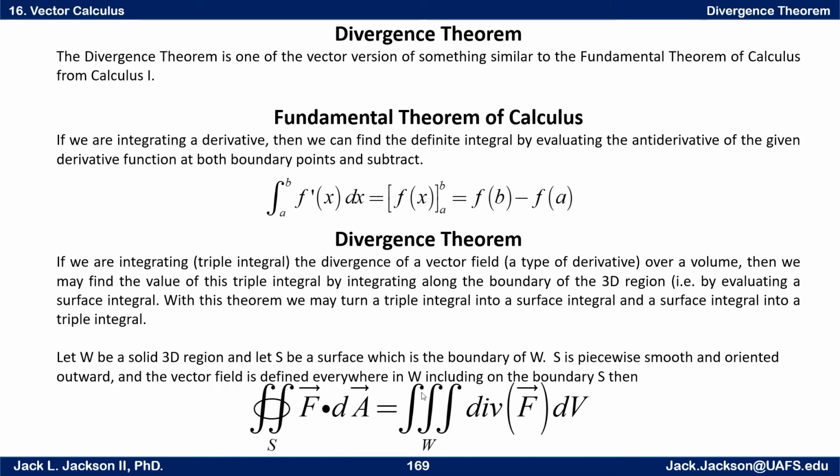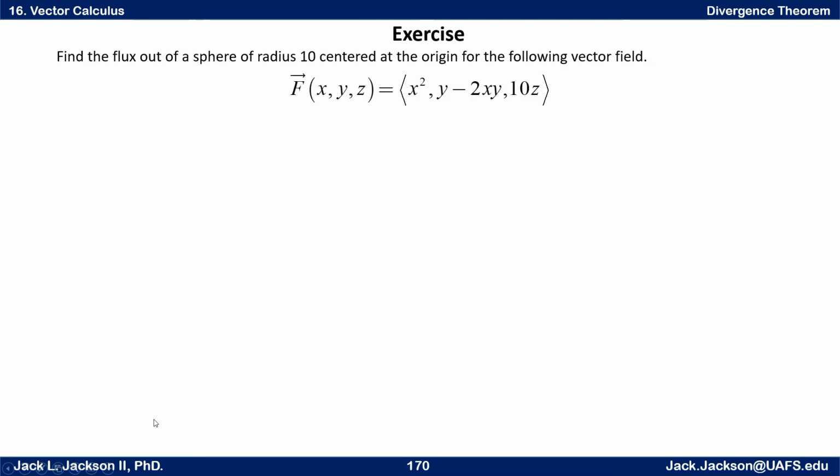All right. So let's put this to work in a couple of places. Let's do a couple of examples. So let's find the flux out of a sphere of radius 10 centered at the origin for the following vector field. F of x, y, z is x squared, comma, y minus 2xy, comma, 10z.